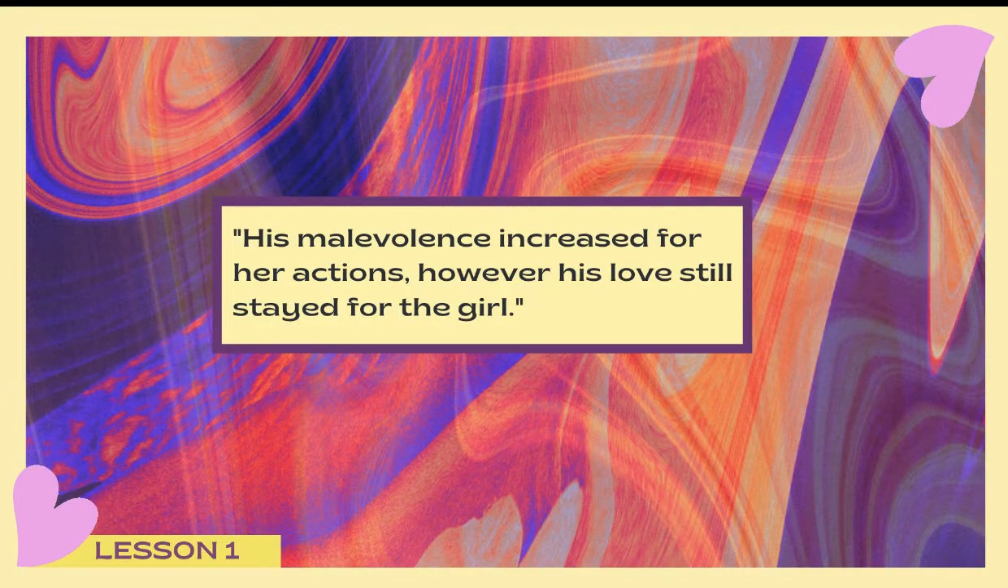For example, his malevolence increased for her actions, however, his love still stayed for the girl. You can see that the word malevolence means hatred, because it is an unfamiliar word that is contrasted with the word love coming after the clue word, however.